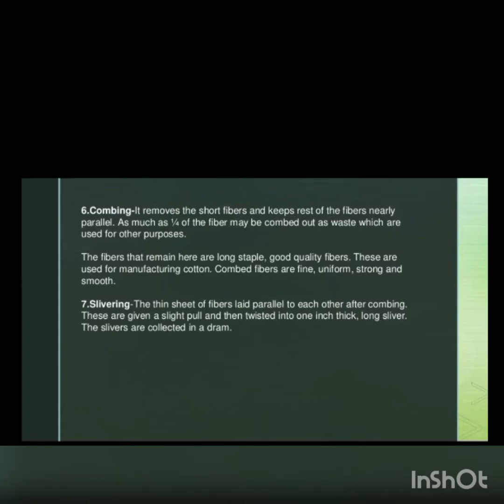Then the sheets are moved for slivering. The thin sheet of fiber is laid parallel. After combing, these are given a slight pull and then twisted into a 1 inch thick long sliver. The slivers are collected in a drum.